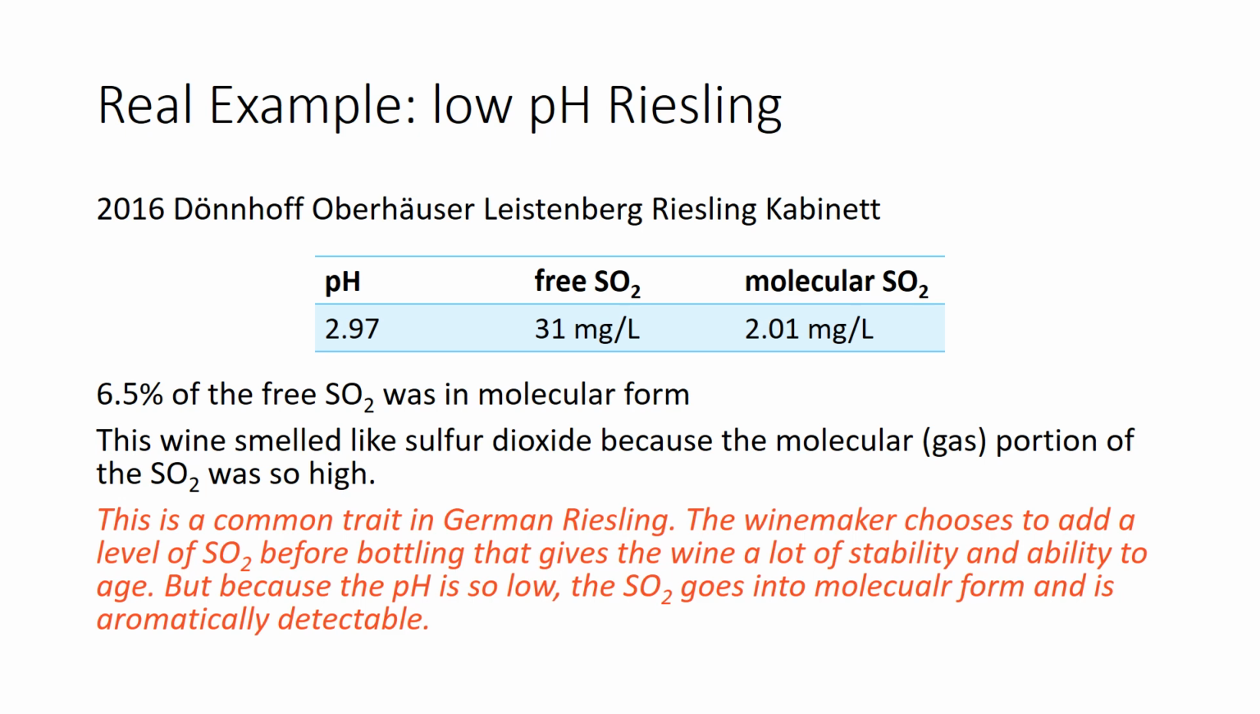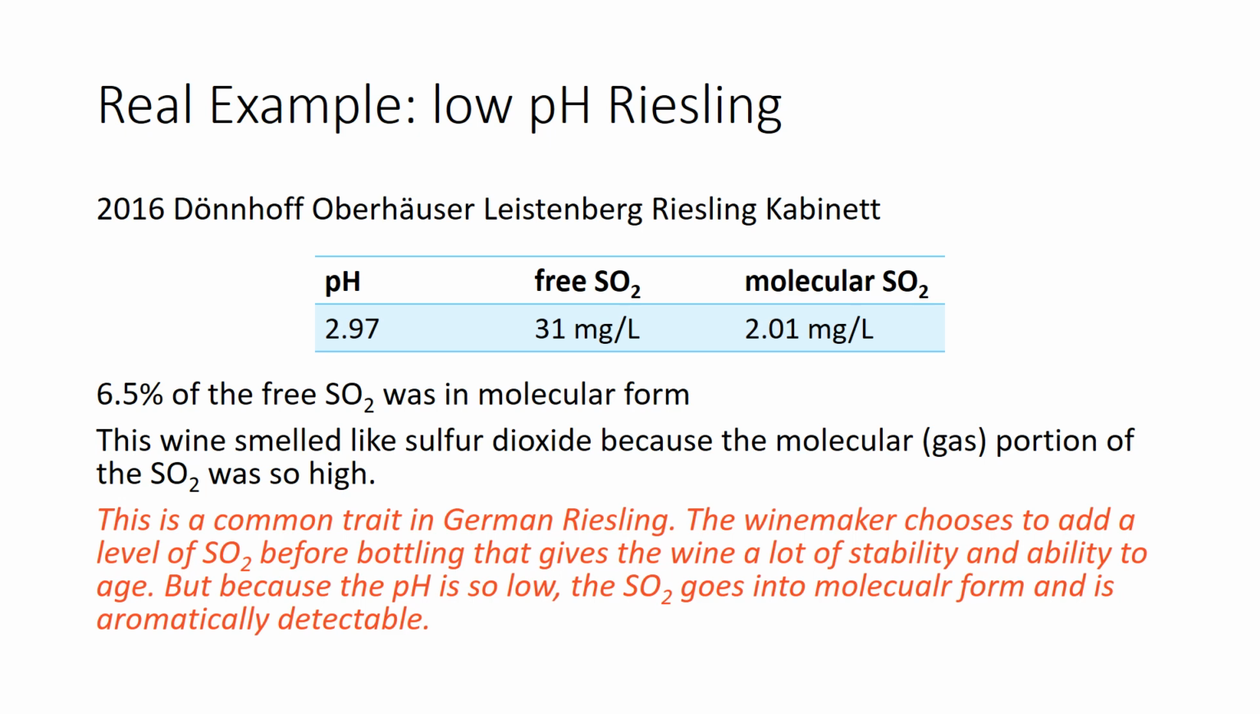When we see pH numbers like that, they pretty much exclusively are in German Rieslings or cool climate sparklers like Champagne. This wine has a free sulfur dioxide level of 31 milligrams a liter and a molecular level of 2.01 milligrams a liter. So you can see how small that slice is. 6.5% of the free SO2 was in molecular form. Even though that molecular sulfur dioxide level looks really low, 2 milligrams a liter is actually the same level that you might even see dissolved oxygen in a wine.